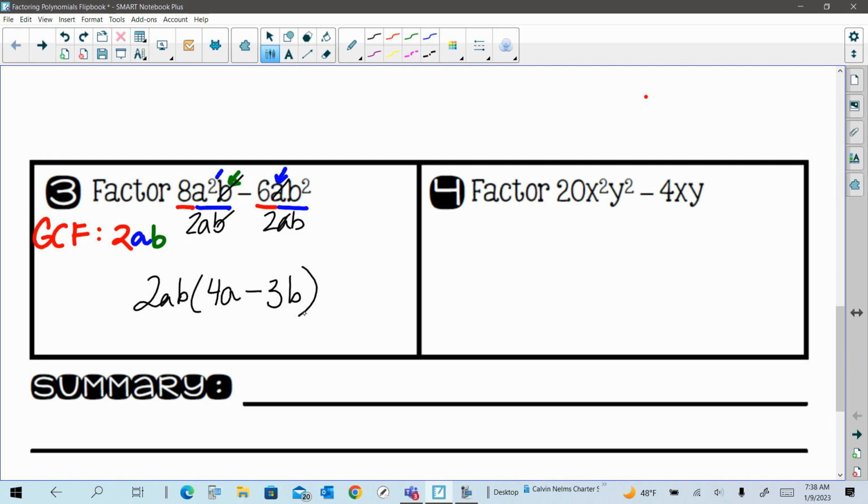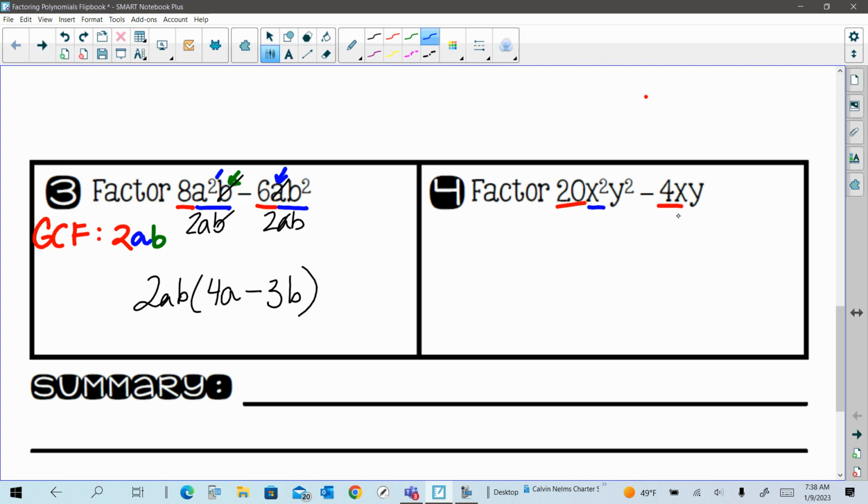So I want you to try 4, and then let's check it in class. I want you to see if you can find the GCF. Focus on your numbers first. Always look at the smallest one, and then the smallest letter. Smallest letter, smallest exponent.